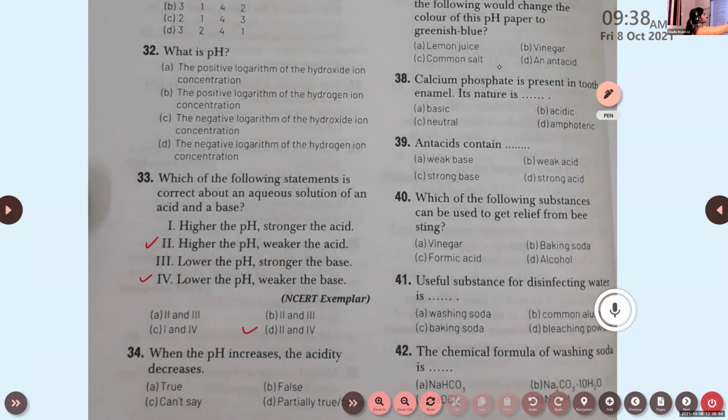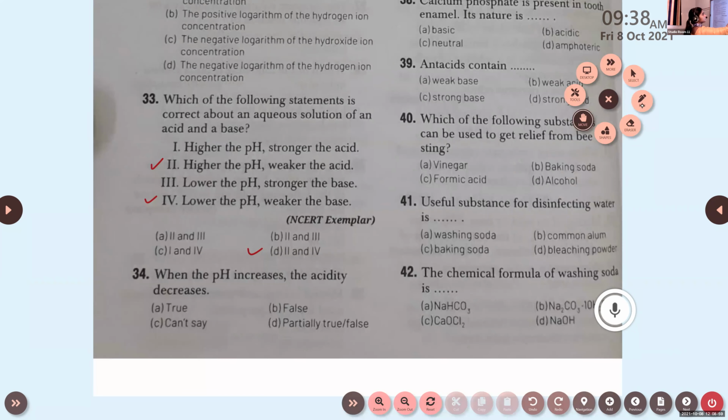Okay. Then next, question number 34. Amina, can you read? When the pH increases, the acidity decreases. Option A, true. B, false. C, can't say. D, partially true or false. Which one? True.